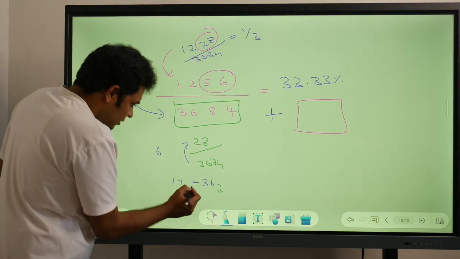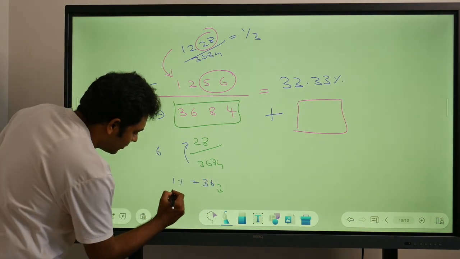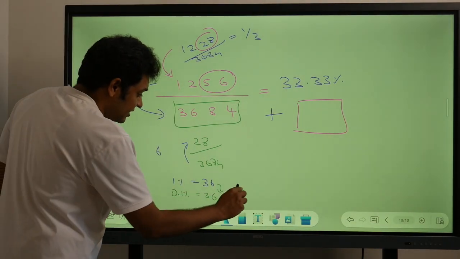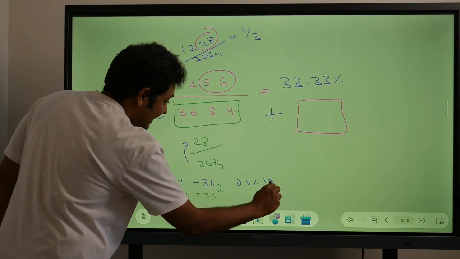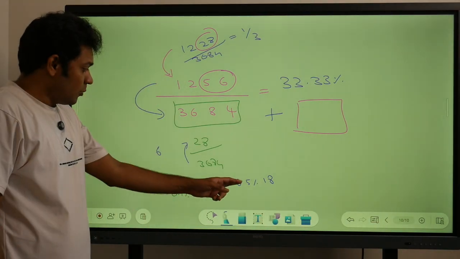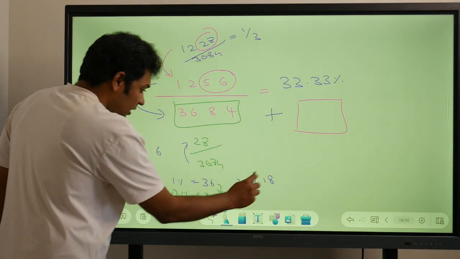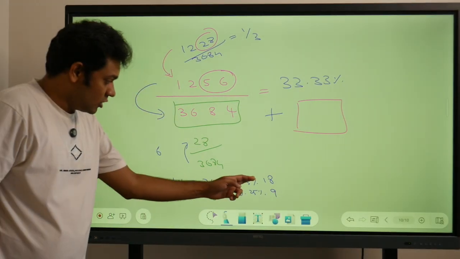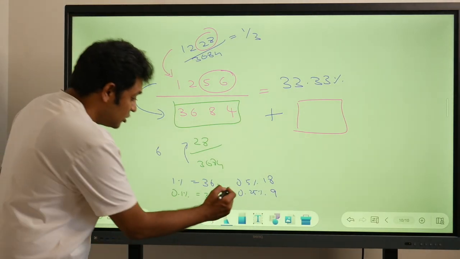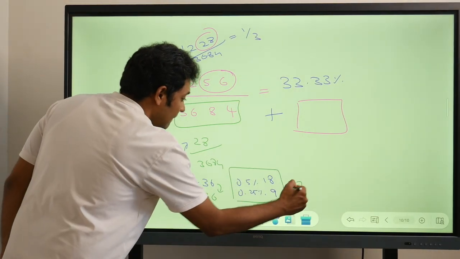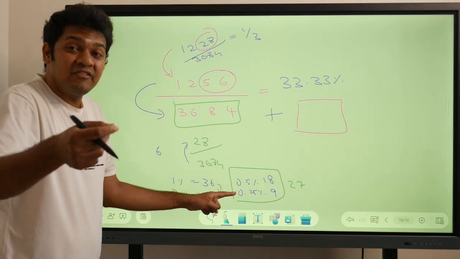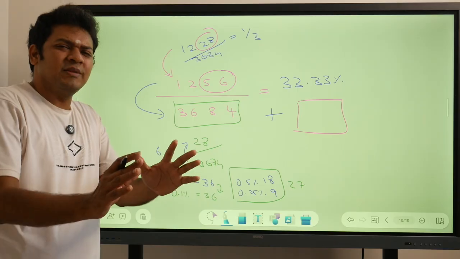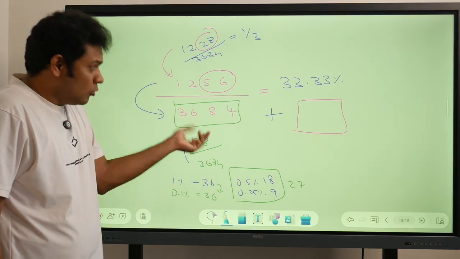Or 0.1% is 3.6. 1% is 36. What is 0.5%? 18. Okay, 0.5% is 18. What is 0.25%? It's 9. Correct? 0.5% is 18, 0.25% is 9. So if I add 0.5 and 0.25, I'll get 27. So 0.75% is 27. So it's slightly more than 0.75%. Approximately I can say 0.76 or something.